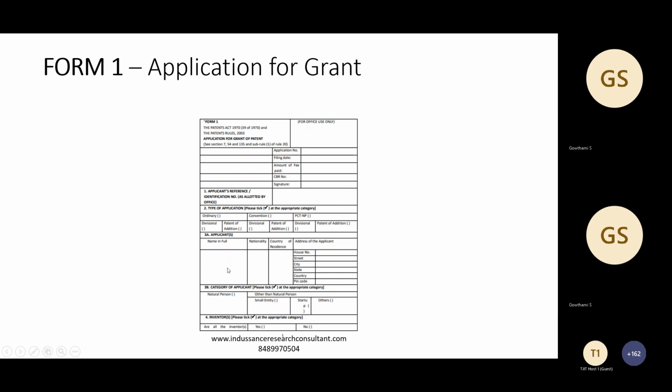Then the applicant details: name of the applicant, nationality, country of residence, and the address. So in this category, you can see the category of applicant, whether it is a natural person, as I explained, small entity, startup, or others. All this you'll have to explain. Now in the new form, in the online e-filing form, we have got one more option for e-filing. Okay, so for e-filing also we have to look for it.